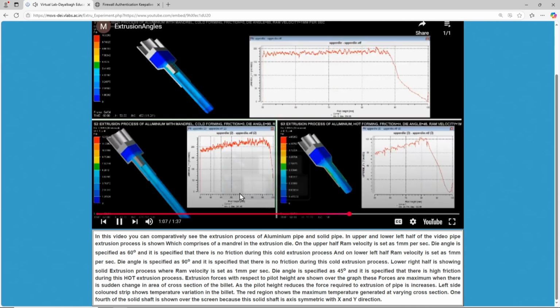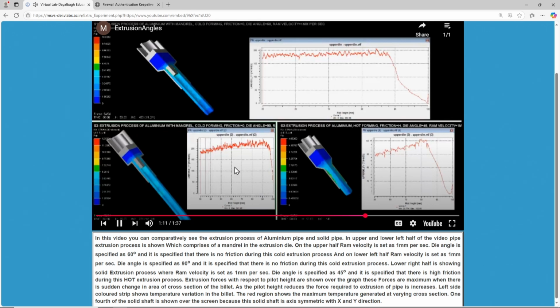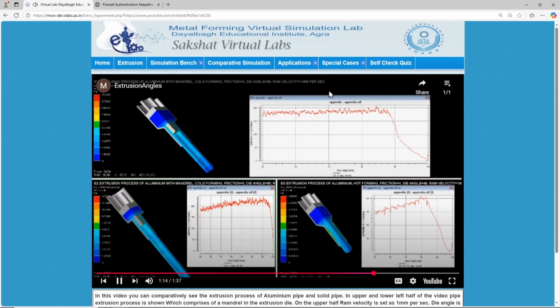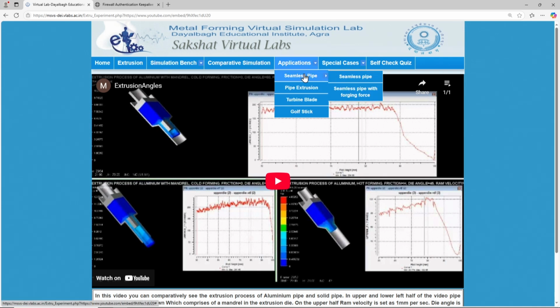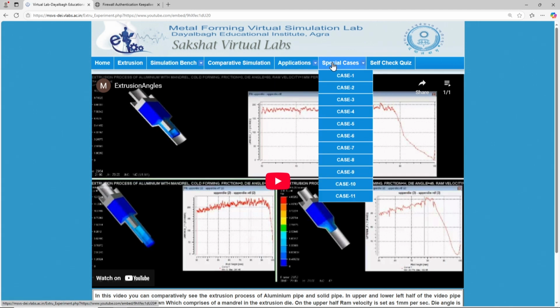So this is the temperature, this color shift shows the temperature. So this is the extrusion process. So there are certain applications, for example, in seamless pipe, in pipe extrusion, in turbine blade, in golf stick, and there are certain special cases of extrusion for different variations in the speed, in the type of the extrusion that you pick, hot and cold, the types of material, those are given here that you can walk through.